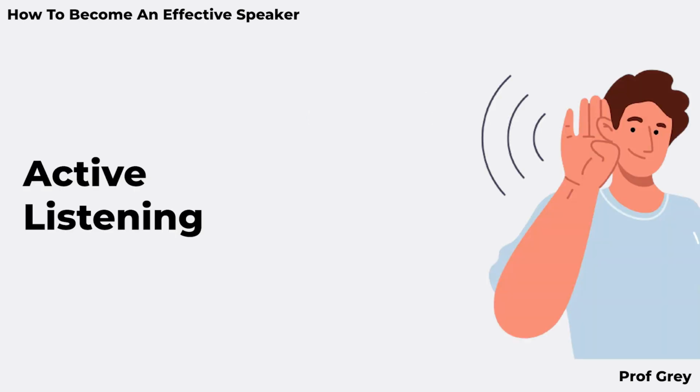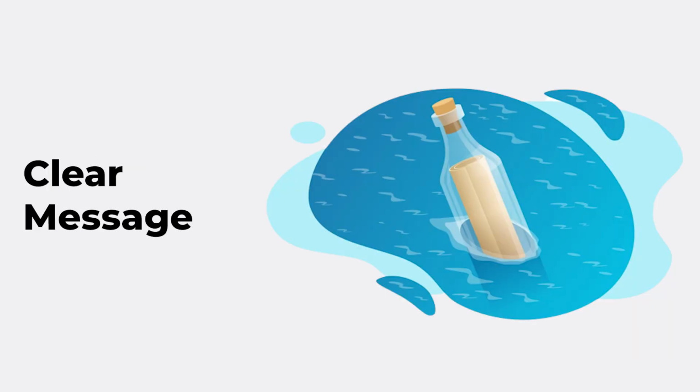Active listening. It involves fully concentrating on what the other person is saying without interruption or distraction. It involves paying attention to both verbal and non-verbal cues, asking questions for clarification, and summarizing the message to ensure understanding. Clear message. A clear message is crucial for effective communication. It involves organizing thoughts, being concise, using simple language, and avoiding any jargon or technical terms that the other person may not understand.